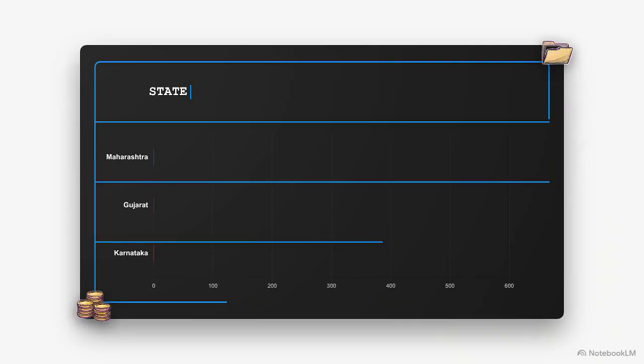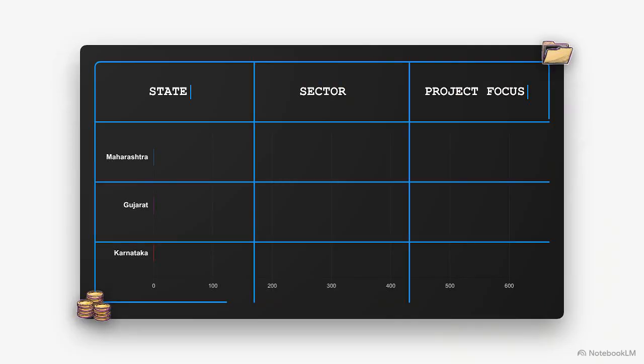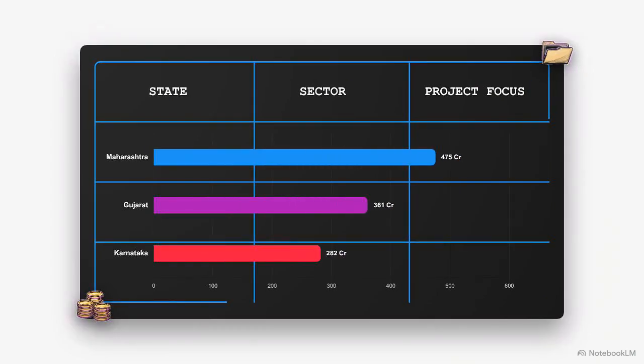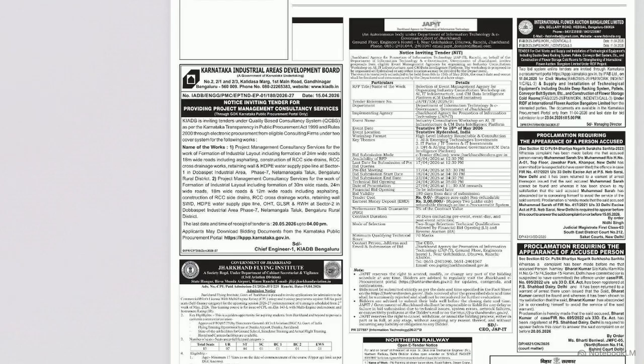This page is a dense, unfiltered wall of text showing exactly where state governments are deploying their budgets today. We are going to cut through the noise. Set up your final table with 3 columns: state, sector, and project focus. Isolate this notice in the top left. This is from the Karnataka Industrial Areas Development Board. Read the exact work description. They are allocating funds for 18, 24, and 30-meter wide roads and RCC drains in the Dabaspet industrial area.